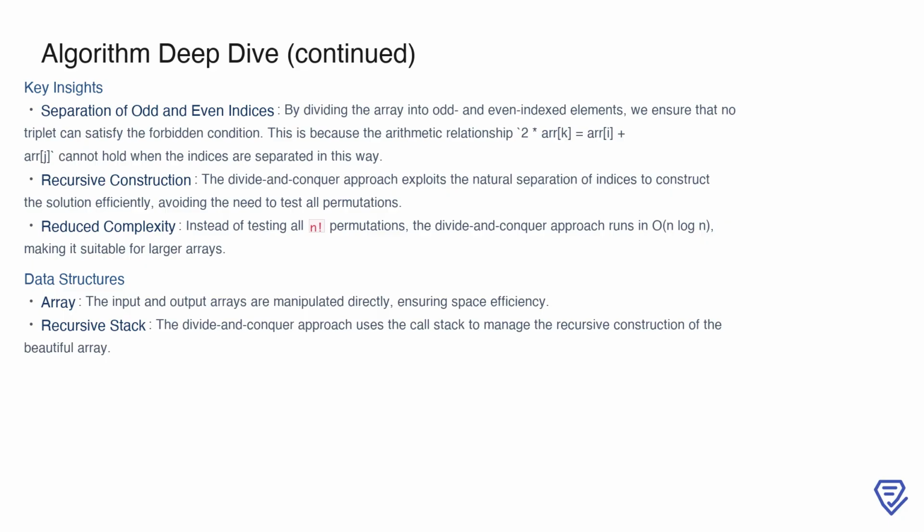The divide-and-conquer algorithm operates in n log n time, in stark contrast to the factorial complexity of the brute force approach. In terms of data structures, it primarily relies on arrays for input and output, and the recursive stack to manage the subproblem construction. These insights collectively enable us to handle larger inputs with ease while maintaining correctness.